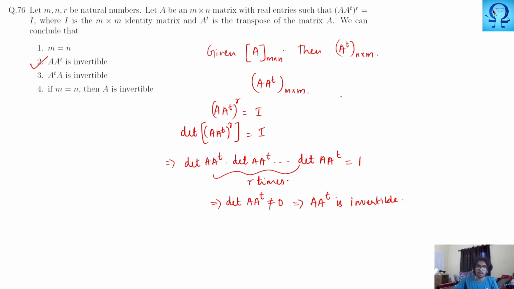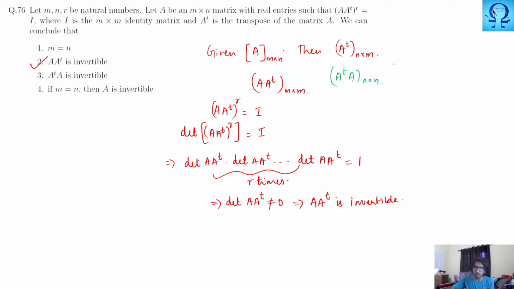And it is very well possible to find out A transpose A also. But will it be invertible? It is a matrix of order n by n. Now option 3 claims the fact that A transpose A is also invertible. So from which A transpose A can also be found, it is n by n. Will it be invertible?